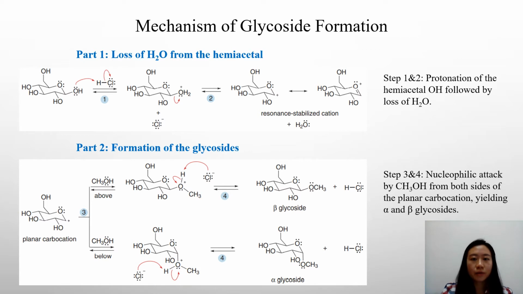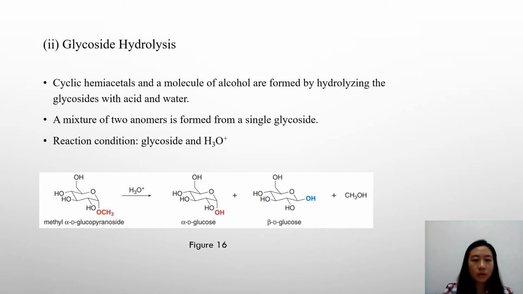The mechanism of glycoside formation. Part 1 is the loss of water from the hemiacetal. Step 1 and Step 2 are the protonation of the hemiacetal OH followed by the loss of water to form a resonance-stabilized carbocation. Part 2 is the formation of the glycosides. Step 3 and Step 4, the nucleophilic attack by CH3OH from both sides of the planar carbocation, yielding alpha and beta glycosides.